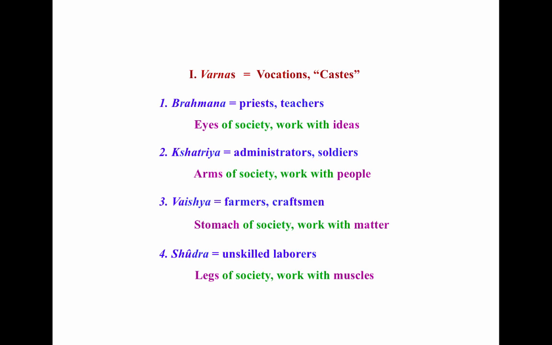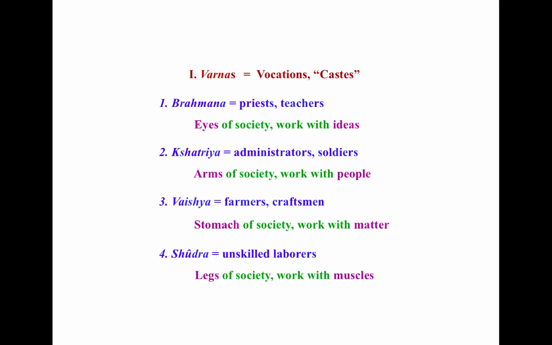Another way to think about this is in terms of what each caste or each vocation works with primarily. So the Brahmanas are working with ideas, the Kshatriyas with people. Management skills would be important for Kshatriyas. Vaishyas with matter, so the sculptor or another artisan of some kind or a farmer is working with stuff, needs to know how to work with things. And the Shudra is working with muscles in order to carry out the tasks that are necessary to carry society and to make the society work properly.